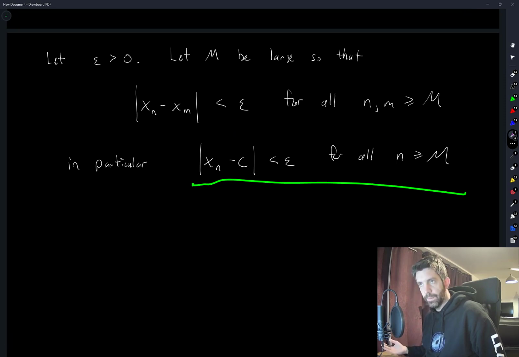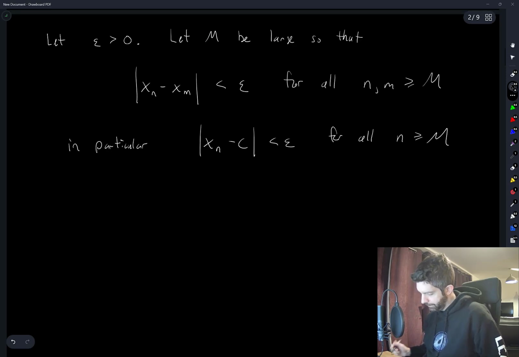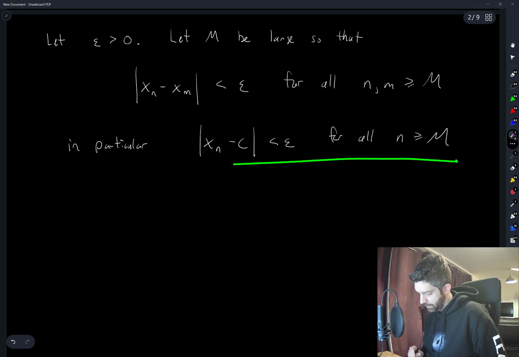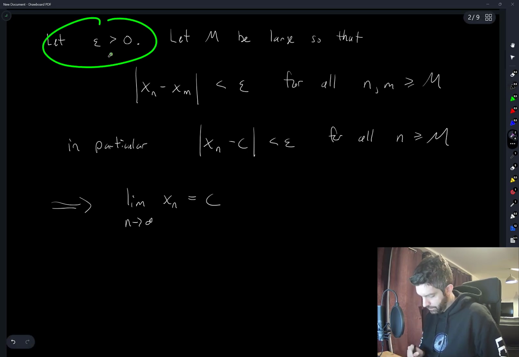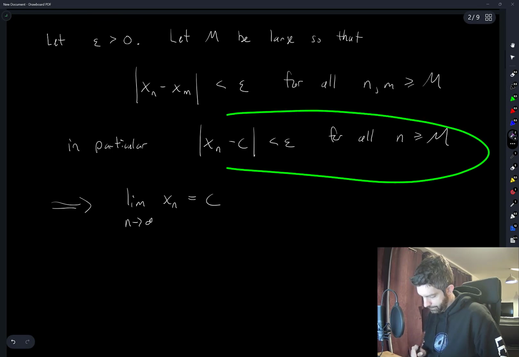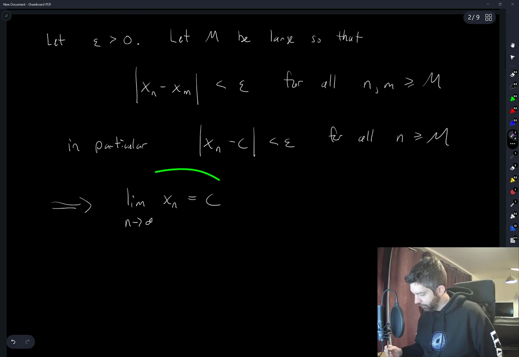And we're done, aren't we? Right? We have an arbitrary epsilon greater than 0. We found some value of capital M, and it will satisfy this. And so that's just the definition of the limit of xn. Right? If I put that statement together with that, that's the definition of this limit.